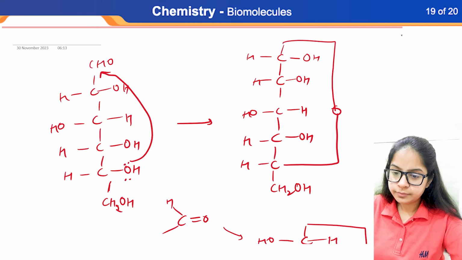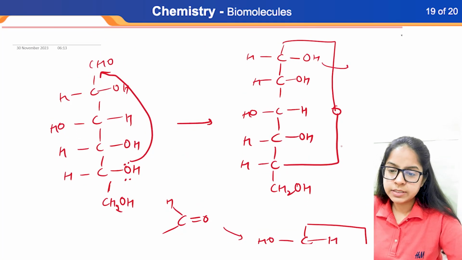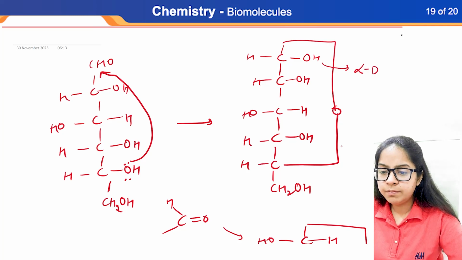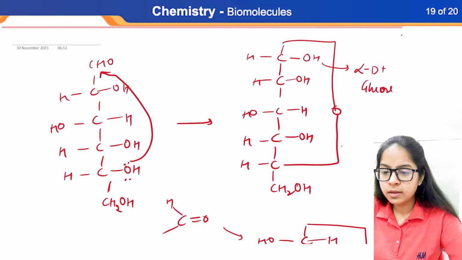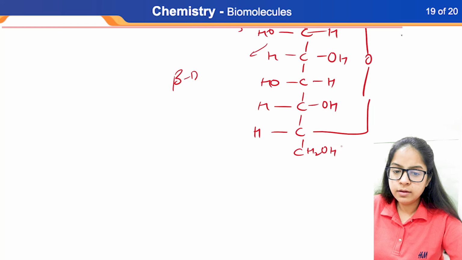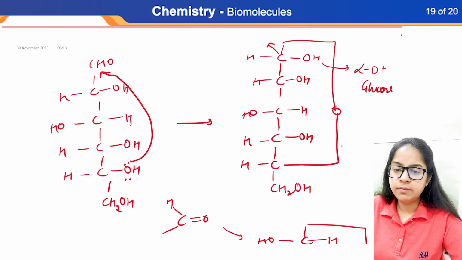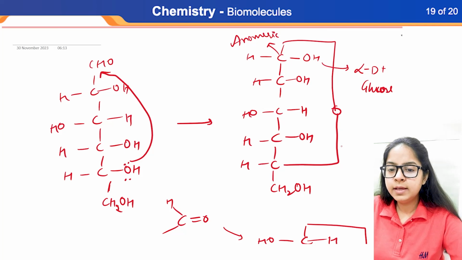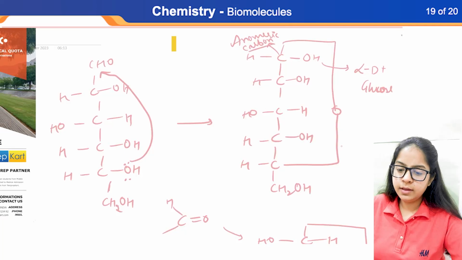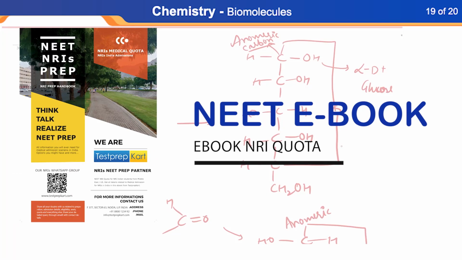Now you can see that here I have OH, here I have OH in this direction. If the OH is on the right direction, then it's alpha D plus glucose. Okay. And if the OH is on the left side, then this one is beta D plus glucose. Now remember that the aldehydic carbon is the anomeric carbon. So this carbon is the anomeric carbon, where the hydroxyl side is changed.